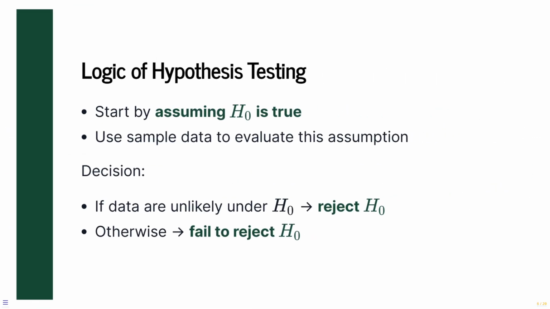The logic of hypothesis testing begins by assuming that the null hypothesis is true. We then use sample data to evaluate whether this assumption is reasonable. If the observed data would be very unlikely under the null hypothesis, we reject it. Otherwise, we fail to reject it.